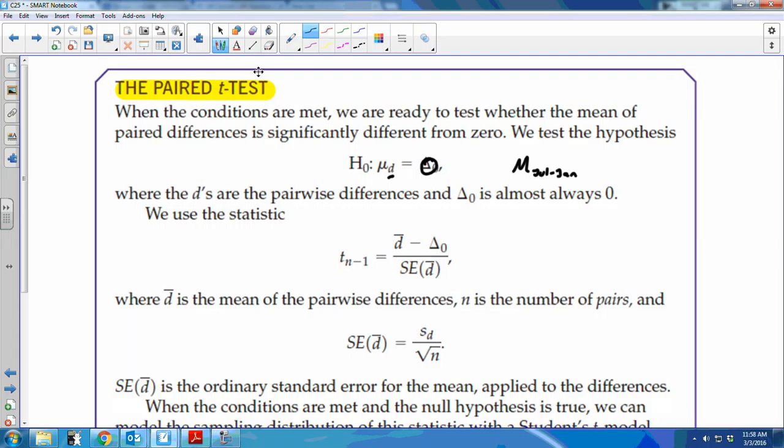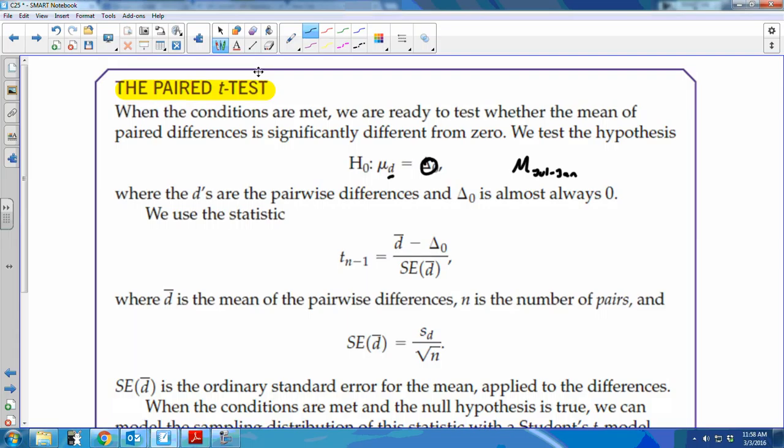After you do the hypotheses, we have conditions. All those conditions from yesterday are what we're using. Why is the data paired? Is there independence between individuals or subjects or whoever we're talking about? Randomization, 10% if you can fit it in, if it makes sense. And then nearly normal, right?